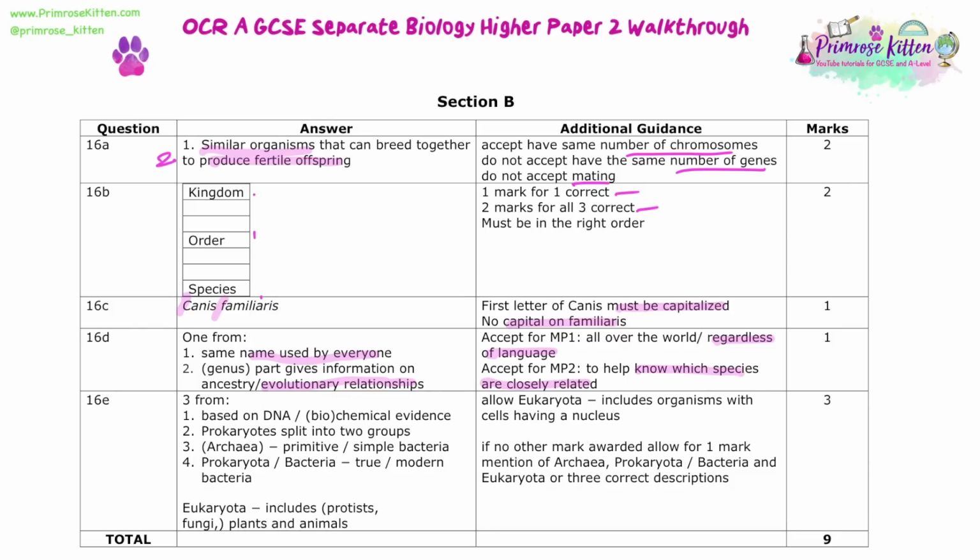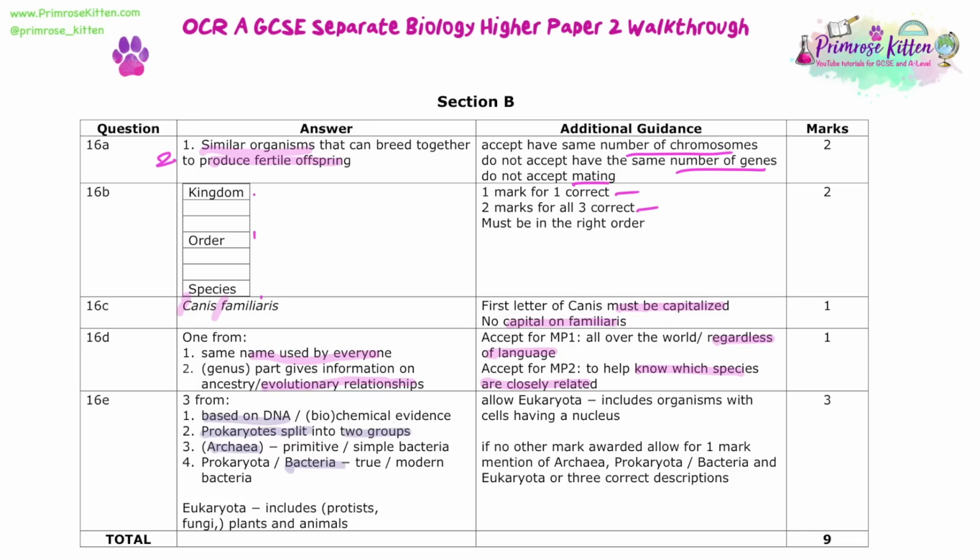Part E, we've got lots of things we can say here. We only need 3 marks. So the idea that the new set of kingdoms and domains was based on DNA or on biochemical evidence. Why did we do it? Or what happened in that? Well, the prokaryotes were split into 2 groups, and then you need to say what they were split into. So they were split into the archaea and the bacteria.